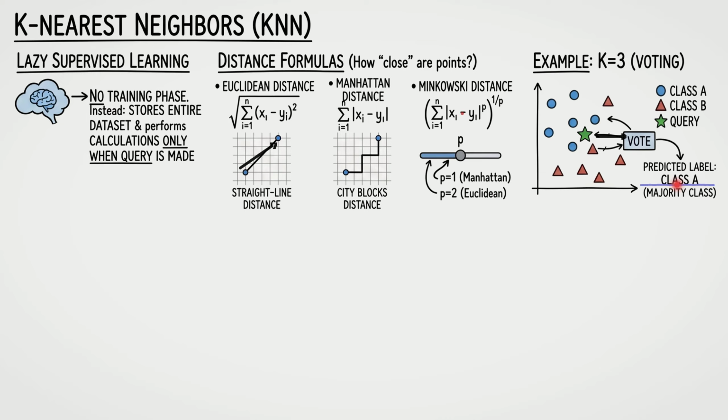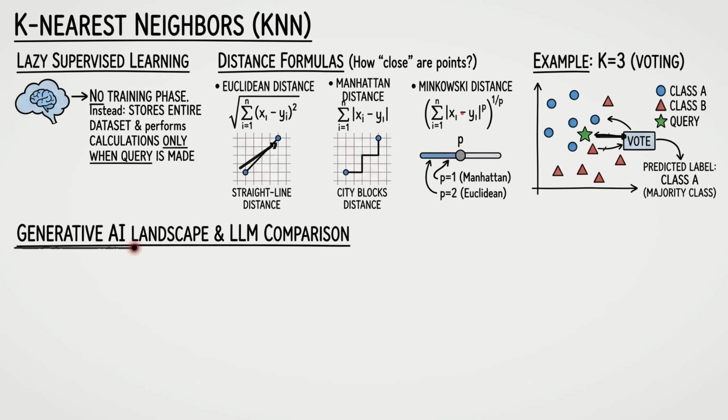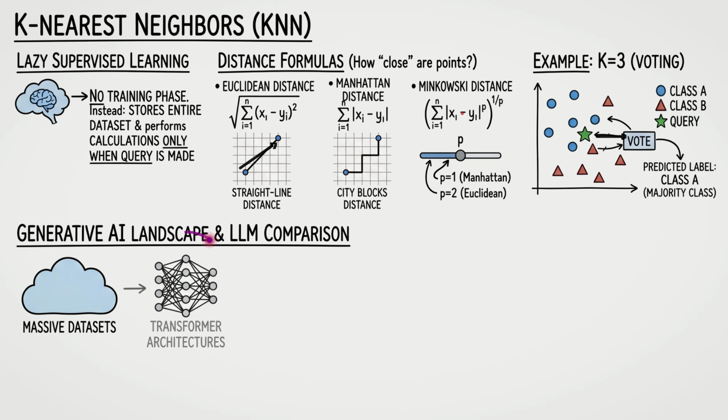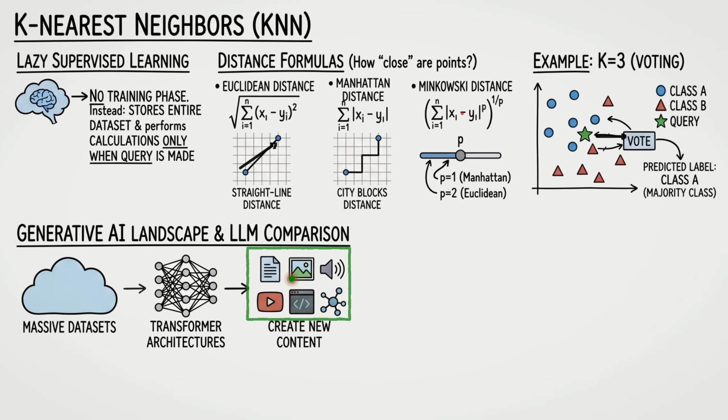Now let's contrast that simple lookup method with the broader generative AI landscape. Modern generative AI models don't just store data. They absorb patterns from massive datasets in the cloud and process them through deep transformer architectures. These complex neural networks act like powerful reasoning engines that can actually create entirely new content, whether that's text, beautiful images, audio, video, or even writing code.